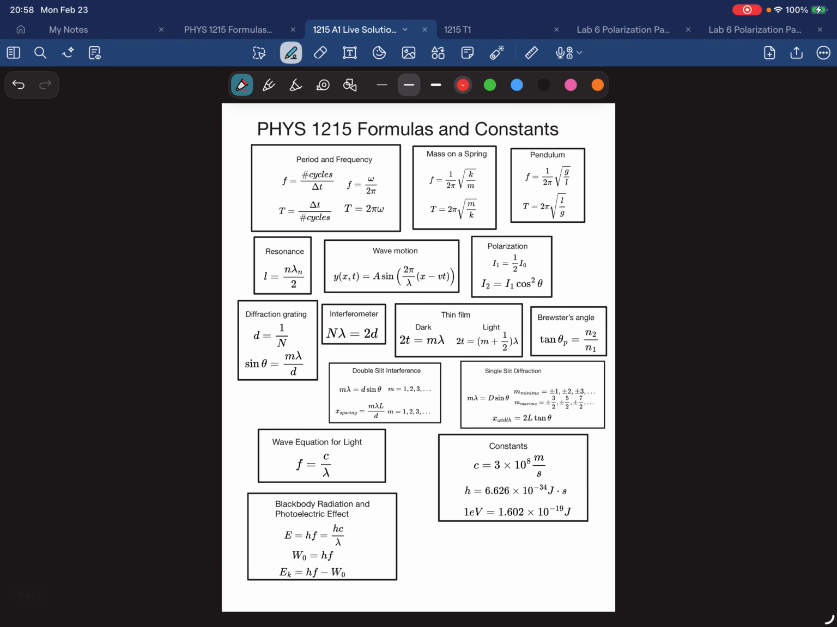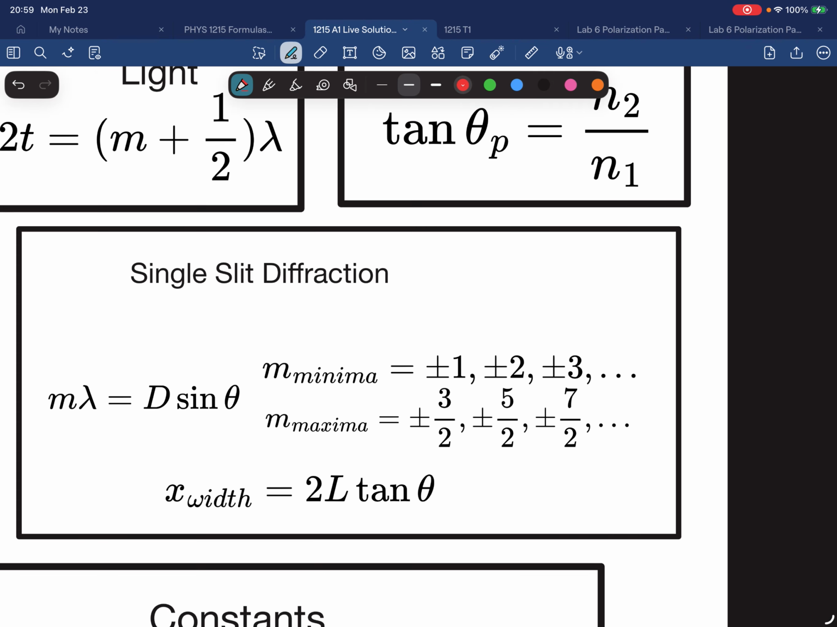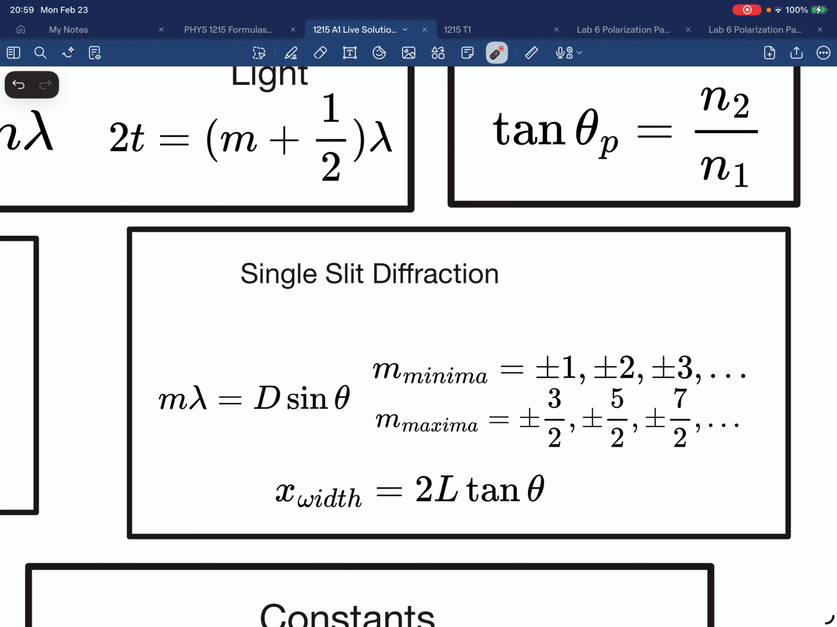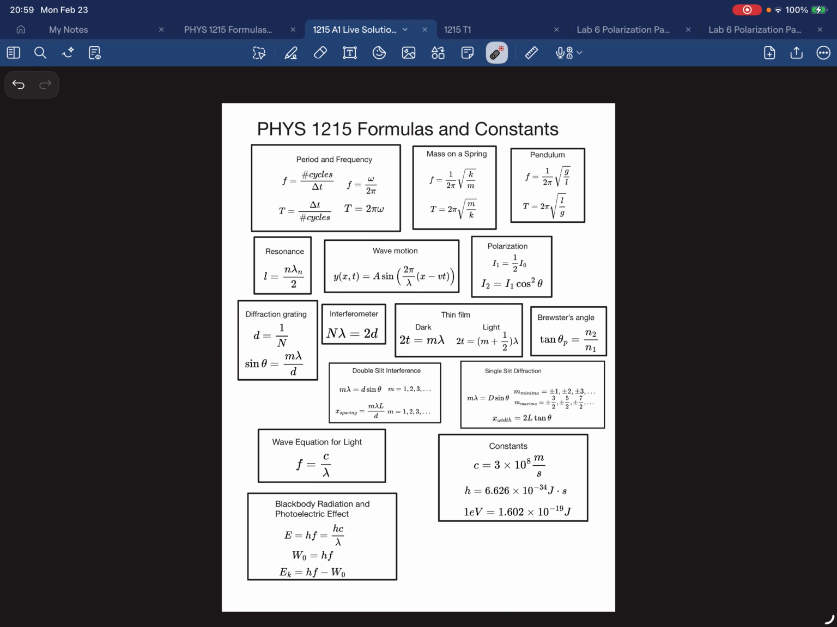So if we go to our formula sheet and look at single slit diffraction, we are going to be looking at one of these two equations here. We are told about M. We're told that this is third order. This second equation down here does not involve M, but this one here does. So we know we're going to be using this equation. It's just a matter now of whether we're looking for minima or maxima.